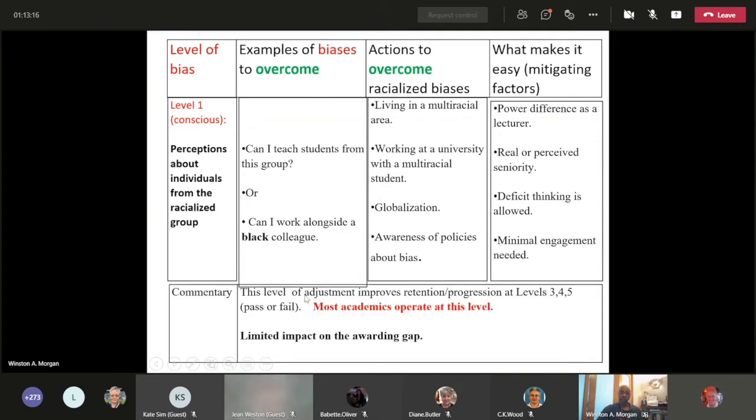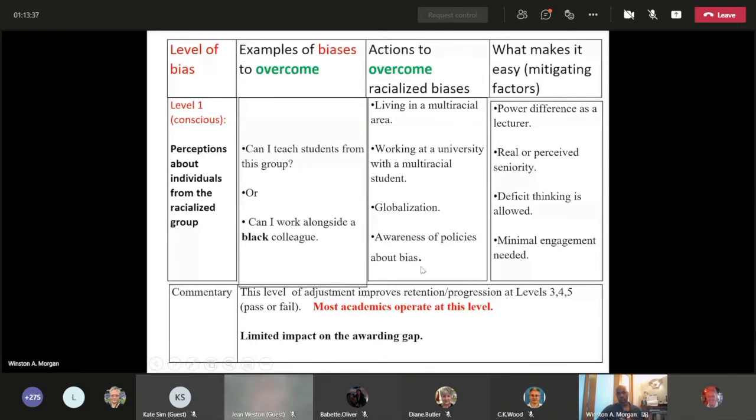So this level of adjustment that we make for the majority of people in higher education works for levels 3, 4, and 5. I should have said at the start, the awarding gap really is about what happens at level 6. And so at levels 4 and 5, using these things that I've described here, we can overcome quite a lot of things, including improving retention and progression.